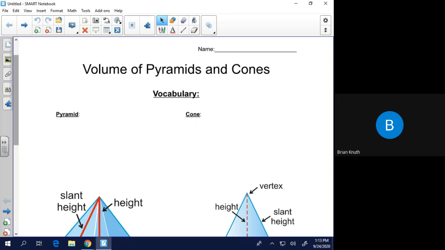Mr. Knuth here. I'm going to talk about today volume of pyramids and of cones. Okay, so two vocab words we're going to be talking about here. First one is a pyramid.